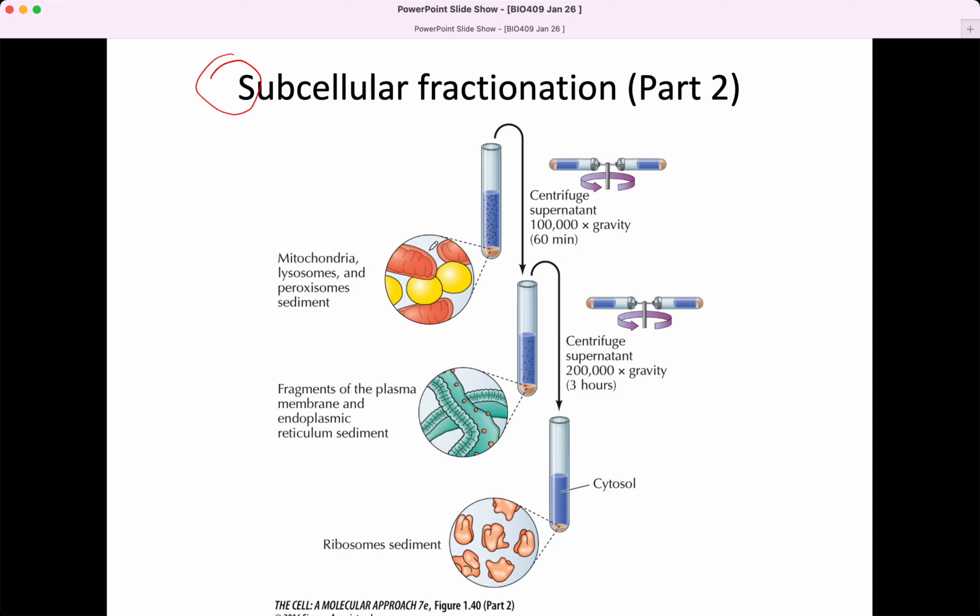Then here's another powerful tool, and that's just to take a sample and put it in a tube and then spin it in a centrifuge.